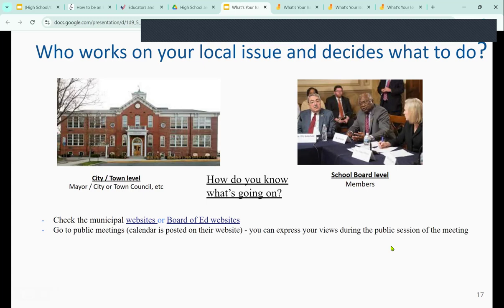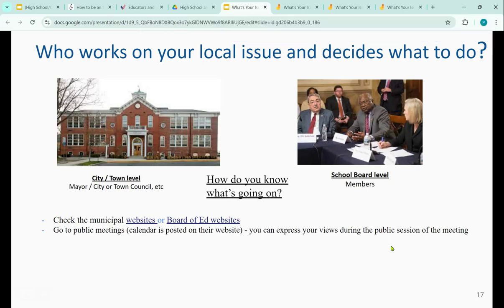Then we say to the kids, you can actually go to those public meetings. You can express your position in that public session, because there is a part of every meeting that is set aside for the public to give input to the members of the elected body. They probably won't answer whatever you say, but they will listen to you, and they will take what you say under advisement.